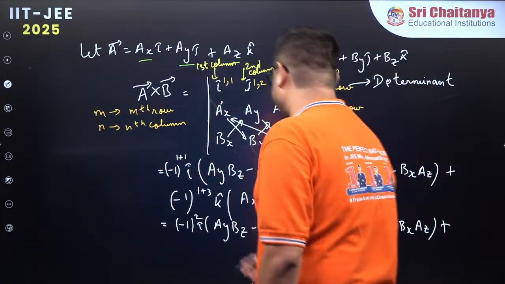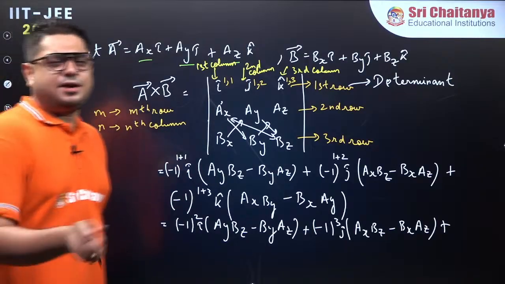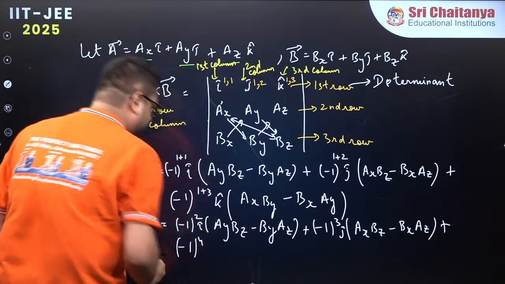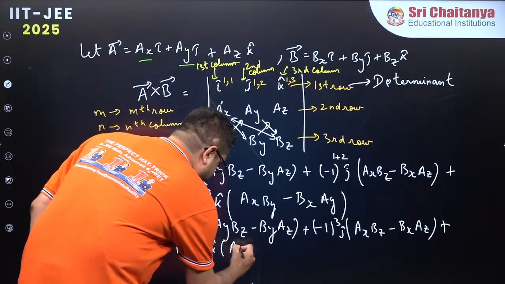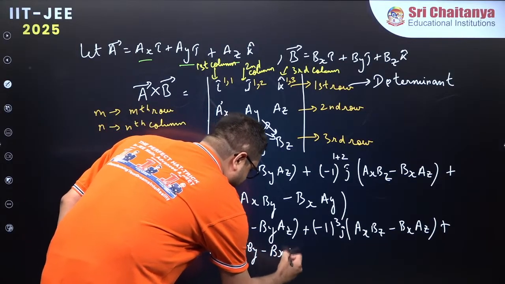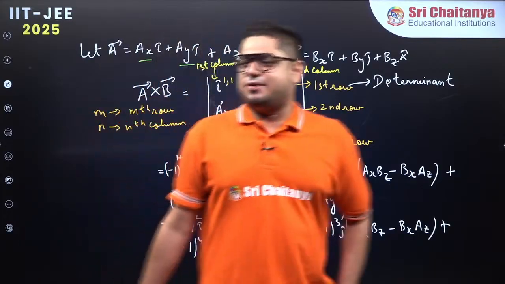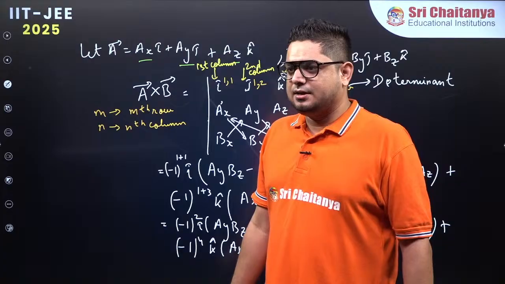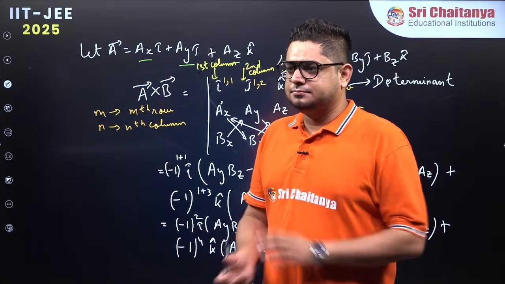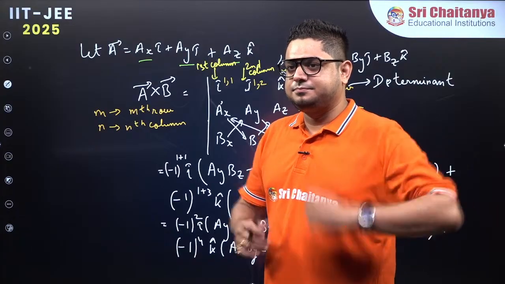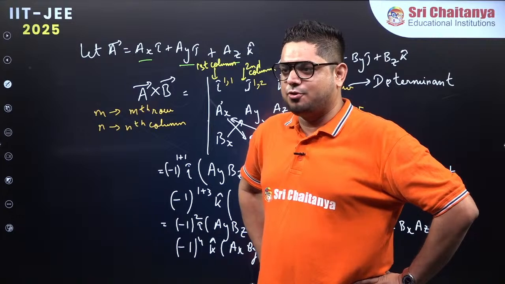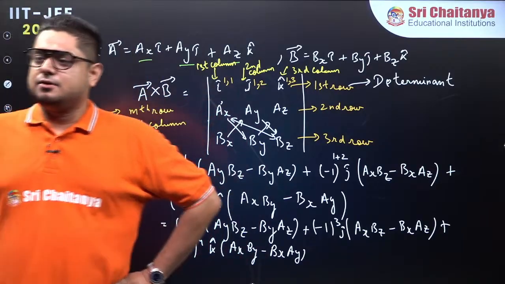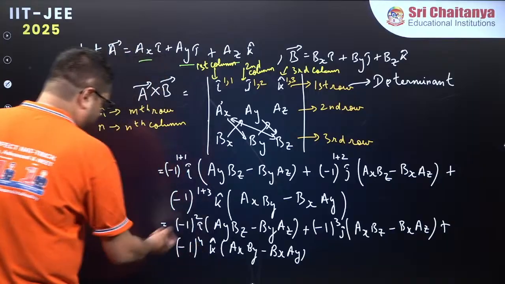Now plus, over here we are having minus 1 to the power 1 plus 3. What is 1 plus 3? 1 plus 3 is 4, isn't it? So we can write it down as minus 1 to the power 4, k cap, ax by minus bx ay. So now can you tell me what is minus 1 squared? Write it down over there in the chat box, everyone. What is minus 1 to the power 4, everyone? Tell me about it. Okay, 1. Very good.